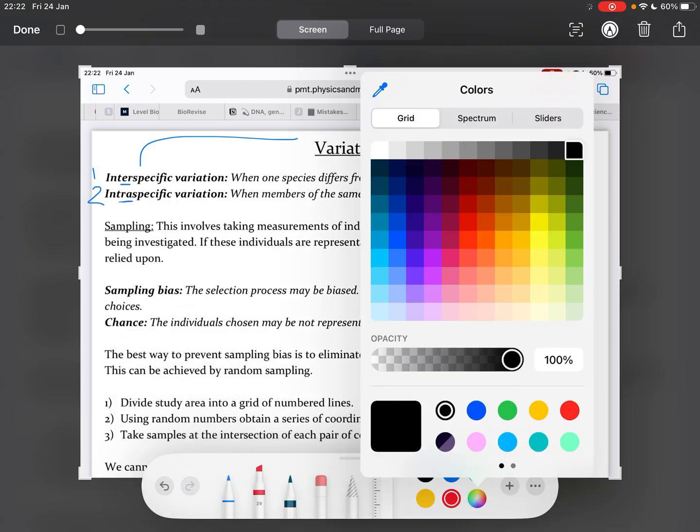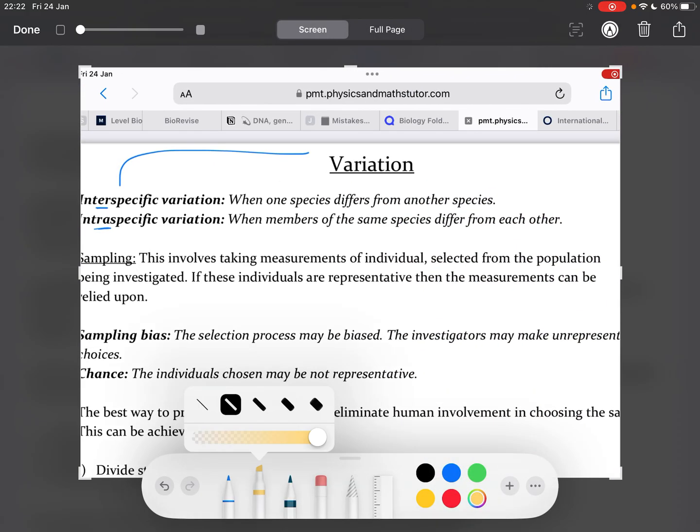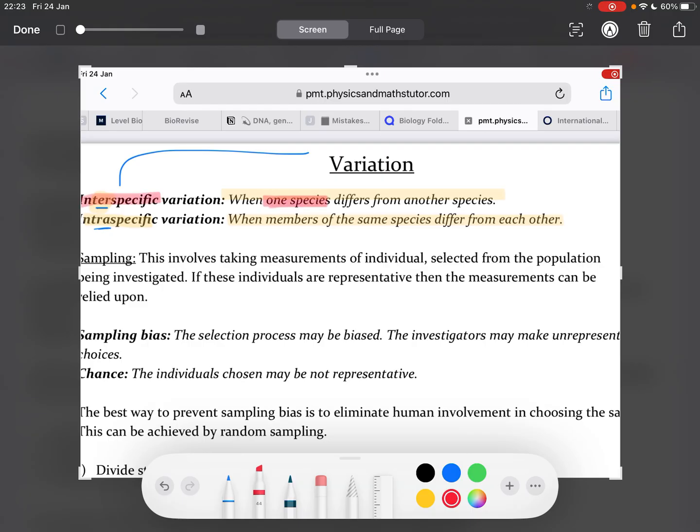Now there is something called intraspecific variation. Intraspecific variation is when members of the same species differ from each other, while interspecific variation is when one species differs from another species. Again, what do we mean by interspecific variation? Basically, when one species differs from another species. Intraspecific variation is when members of the same species differ from each other.